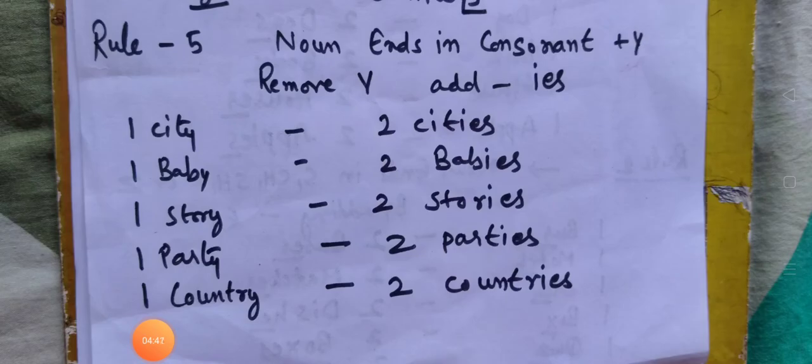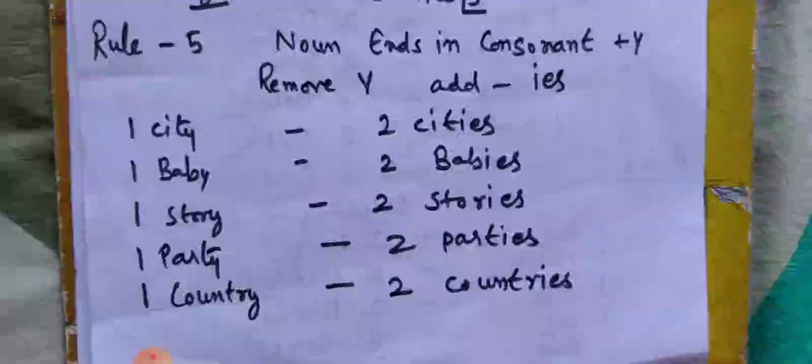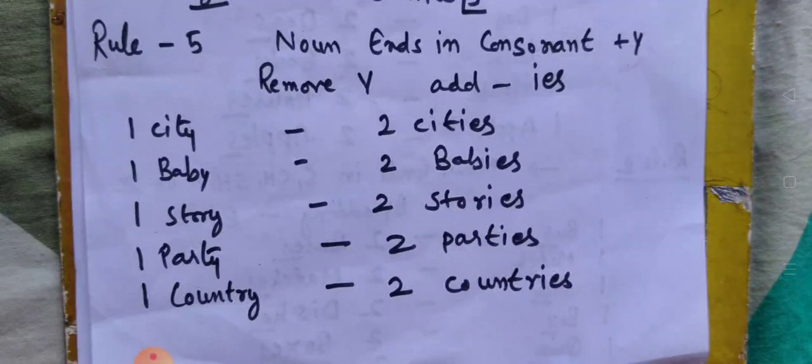When your noun ends in a consonant plus y, what do you have to do? Simply remove y and add ies to make these nouns plural. Now by adding ies and removing y, your noun becomes plural like this. One city becomes 2 cities. One baby becomes 2 babies. One story becomes 2 stories. One party becomes 2 parties, and the same way one country becomes 2 countries.